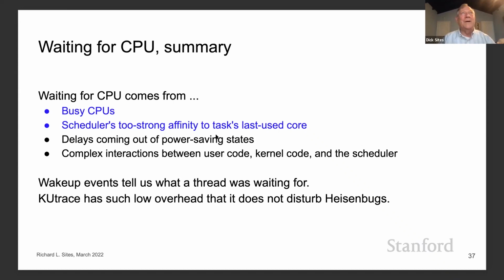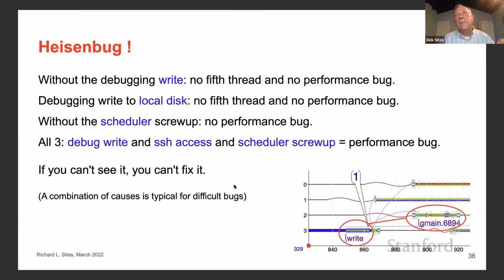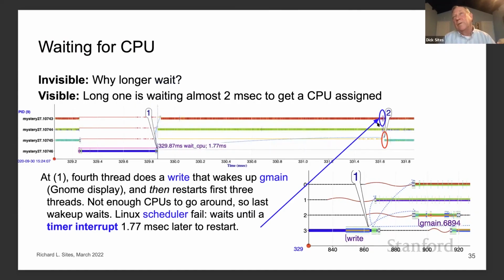There's also delays from coming out of power saving states and the complex interactions. Let's see. So go away the idea that wake up events tell us what a thread was waiting for. In this case, due to the scheduler screw up, it was waiting for time to have passed. It's the timer interrupt that wakes it up.